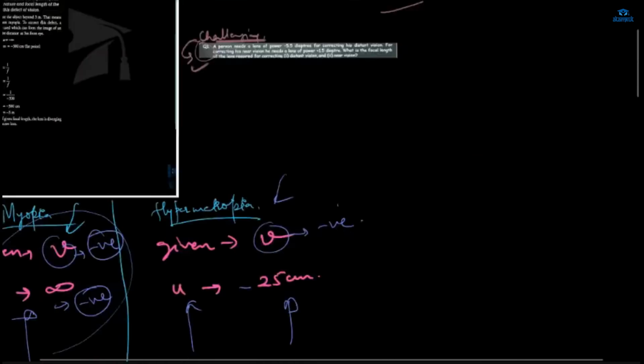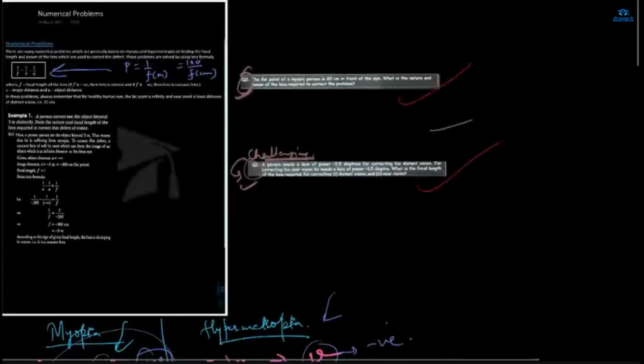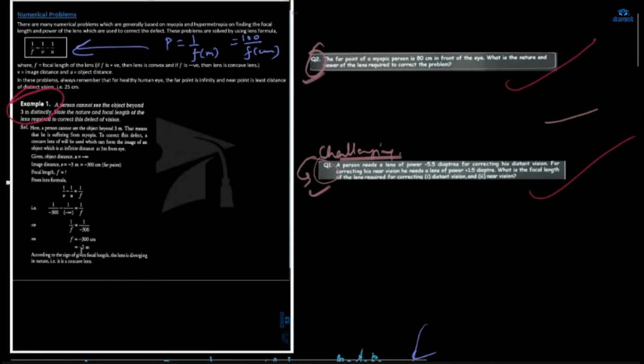Now you have to do these questions, this and this. Question 2 and this challenging question, and try this example also. For these 3 questions the solution is already given, so it's not very important to tell you, you can easily understand. And also these 2 questions you have to do.